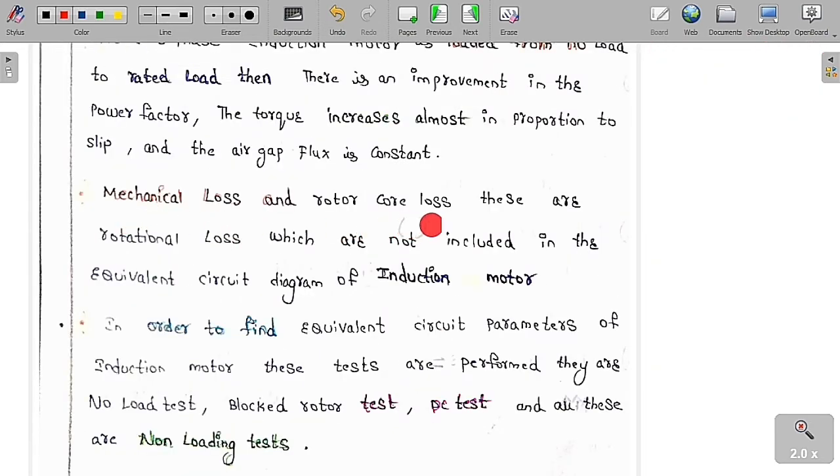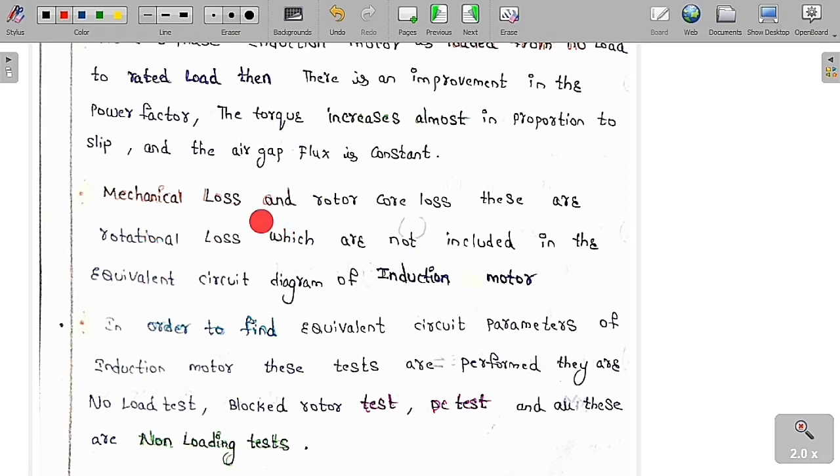Mechanical loss and the rotor core loss are rotational losses which are not included in the equivalent circuit diagram of the induction motor. See, mechanical loss and the rotor core loss. I have already told you, rotor core loss is neglected, this important point, and the mechanical loss. These two losses are the rotational losses: the rotor core loss plus mechanical loss. I have already told you, rotational losses means the combination of iron loss and mechanical loss.